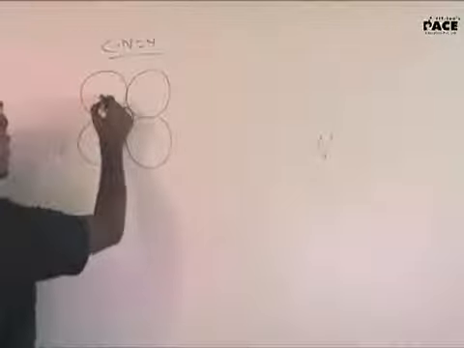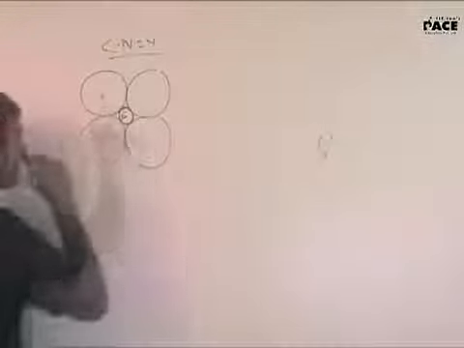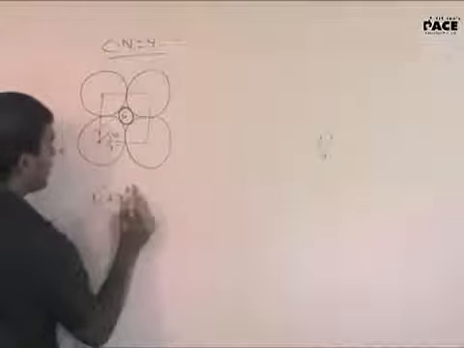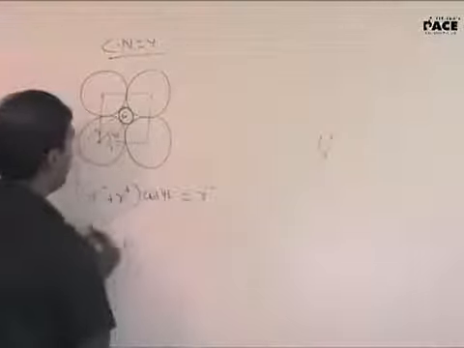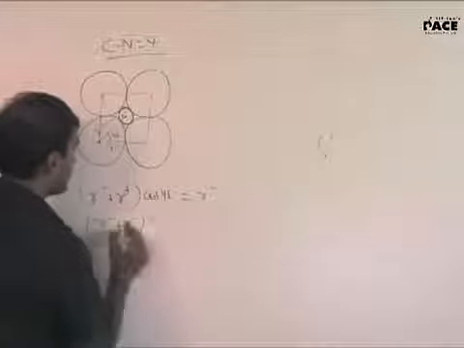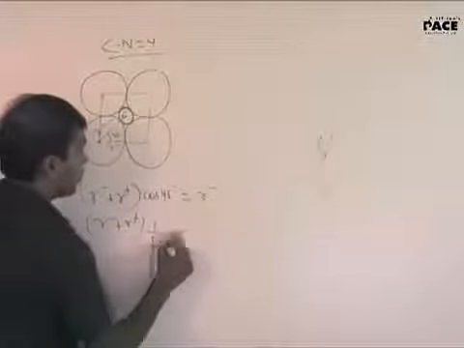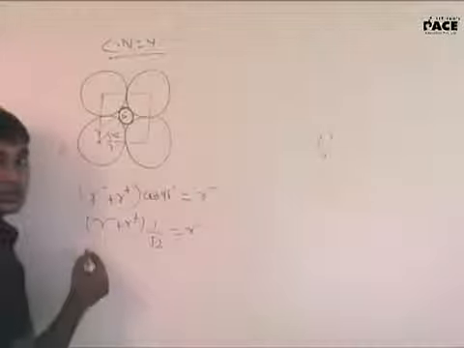Why? Because this is a square. So I can say r minus plus r plus cos 45 equal to r minus, so r minus plus r plus 1 by root 2 equal to r minus.